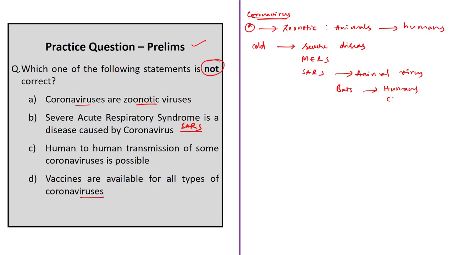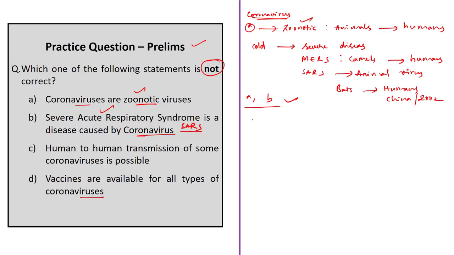Similarly, MERS coronavirus was passed on from dromedary camels to human beings in Saudi Arabia in 2012. So we can see that coronaviruses are zoonotic viruses, and severe acute respiratory syndrome is a severe disease caused by a coronavirus. So options A and B are correct options.